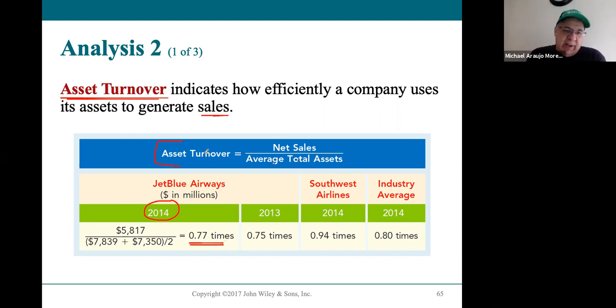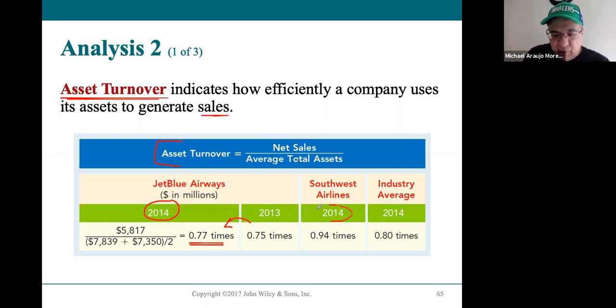Another way you can read this, just to make a little more sense of it, is that for every dollar in total assets, they're generating about 77 cents in sales. So that's a way in which they're using their assets, and how to measure it. Clearly, that was better than the previous year for JetBlue because it went from 0.75 to 0.77. So the higher that is, the better, because it means more net sales for your total assets, right?